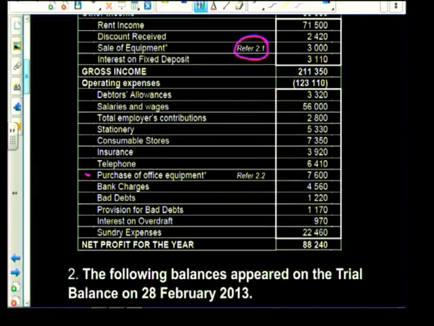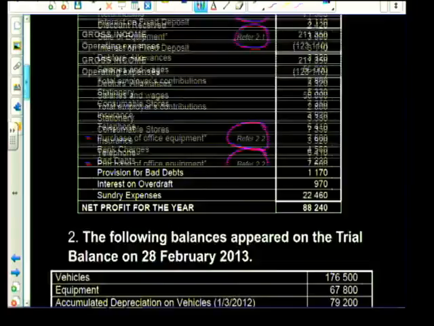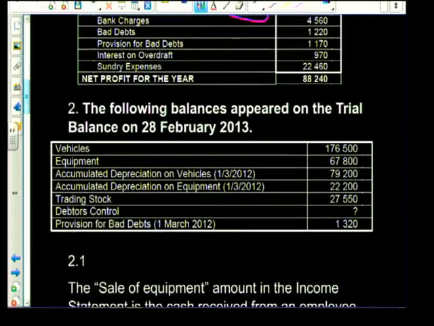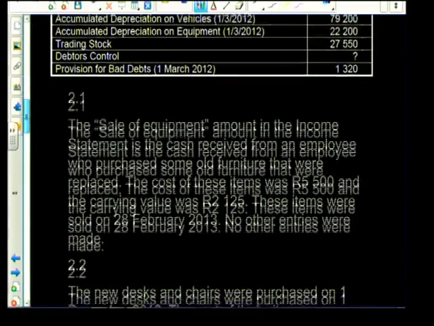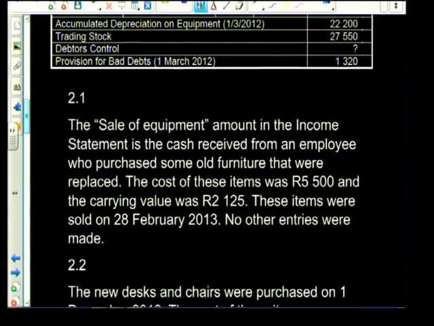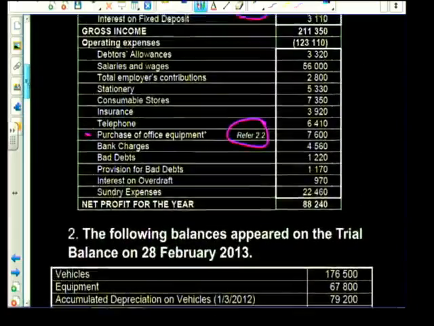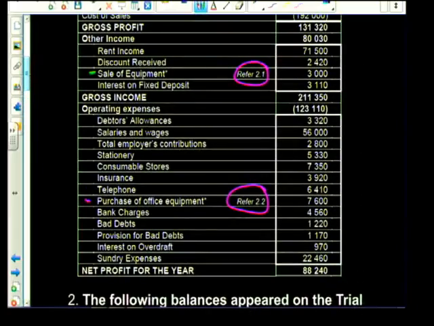They've told us to refer to the various notes 2.2 and 2.1 to give us further information about these. They've also given us some balances on the balance sheet. So there's vehicles, equipment, and so on. And here is the first adjustment. The first adjustment tells us about the sale of equipment amount. In other words, if I look up here, there's an item called sale of equipment. So this amount here of 3,000 Rand.